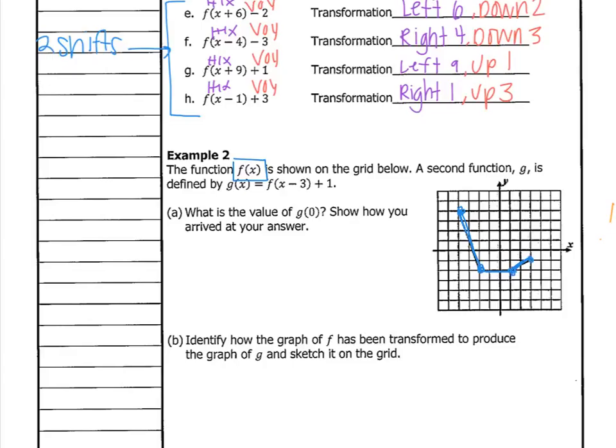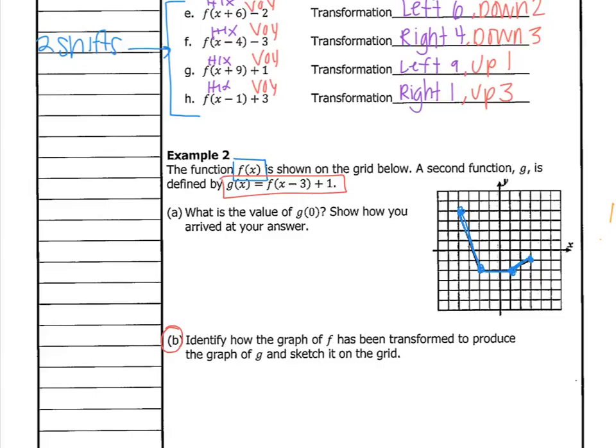Then the next part says a second function, g, is defined by g of x equals f of x minus 3 inside parentheses, and then plus 1. So what I want to do first is actually part B. Then we'll go back to part A afterwards, because we'll use the graph for that. So it says identify how the graph of f has been transformed to produce the graph of g, meaning what's happening? What's that minus 3 on the inside telling you? What's the plus 1 on the outside?